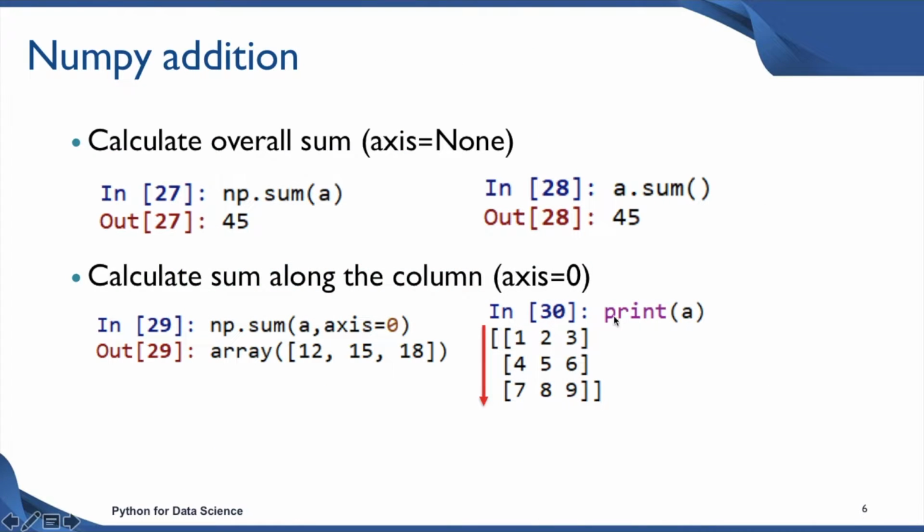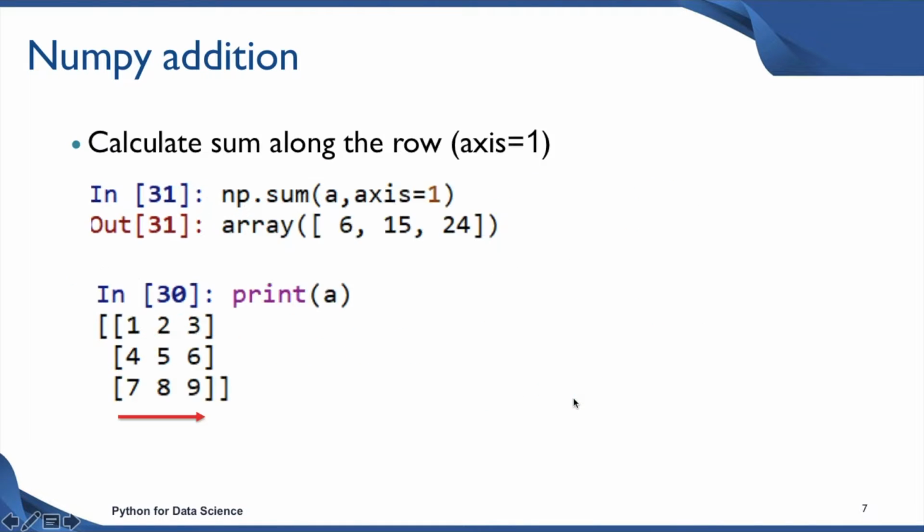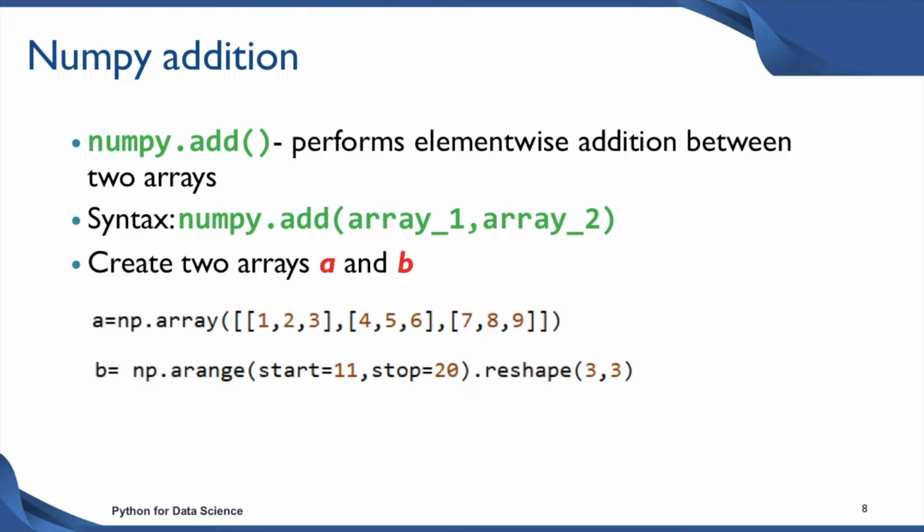Okay, so this has given us the sum across all the columns, and the sum across all the rows, which we specified. Then we have another operation, numpy addition. It performs element-wise addition between two arrays. The syntax is similar to our previous syntax, that is numpy.add(array1, array2). We specify both arrays and we want element-wise addition between them, so that could be done.